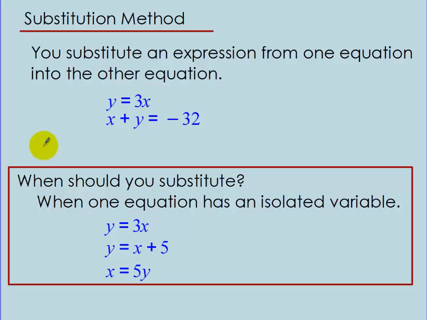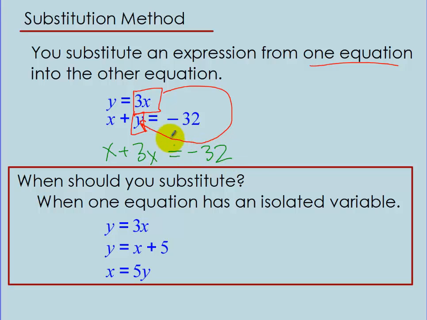So what is the substitution method? Well, the substitution method is where you substitute an expression from one equation into the other equation. For example, since y equals 3x, I substitute that 3x in for the y in the bottom equation right here. When I substitute that in, I get a new equation that reads x plus 3x equals negative 32. Then you solve for x, and then you can solve for y.